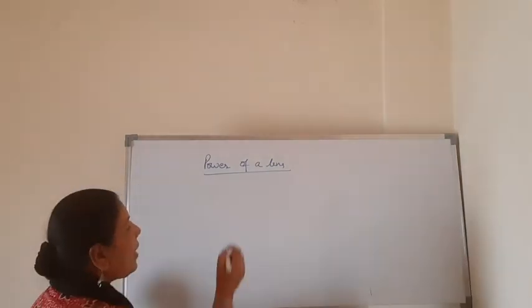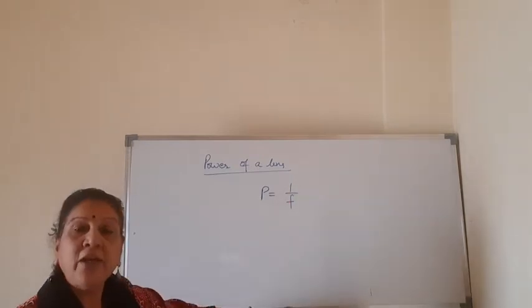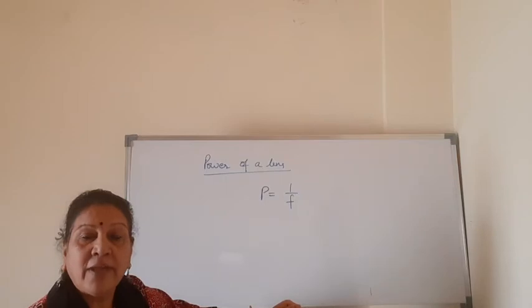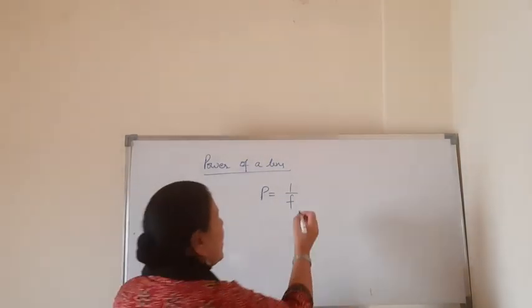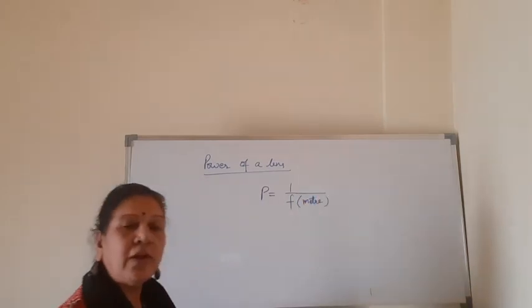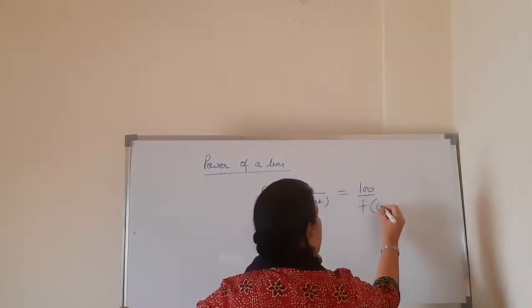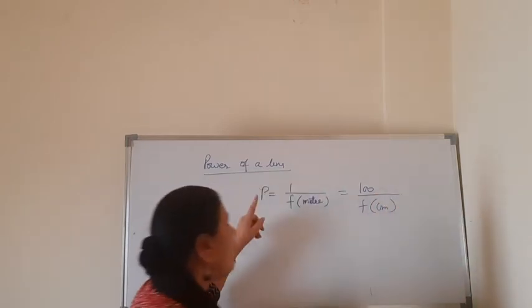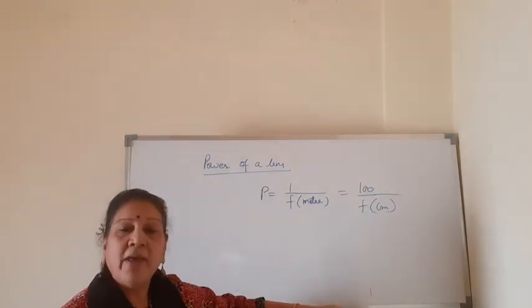So the power is expressed in terms of focal length. The degree of divergence or convergence of the lens or the rays depends upon the focal length, and it is expressed in power. So power is equal to 1 upon f, where f is in meter. So if f is in meter, it will be 1 upon f, or 100 upon f when f is in centimeter. So we have power is equal to 1 upon f if focal length is in meter, or 100 upon f if focal length is given in centimeters. So this is about the power.